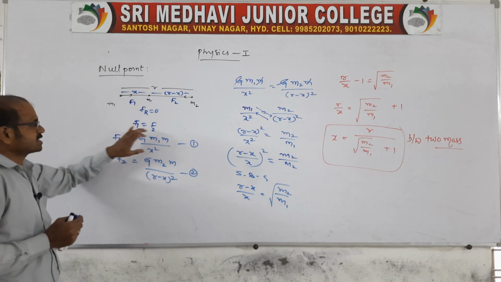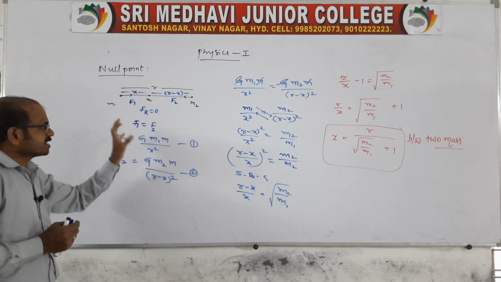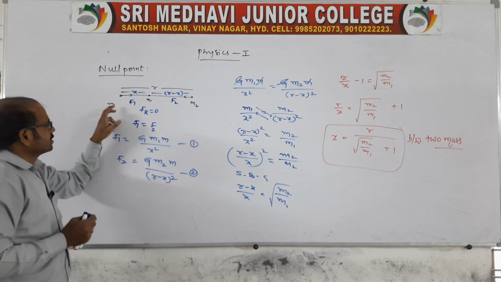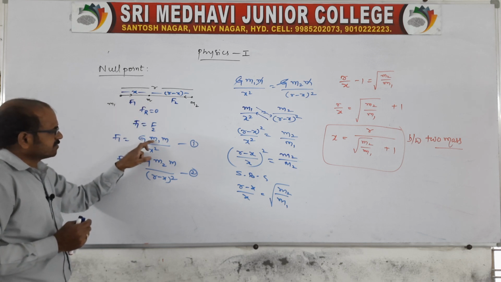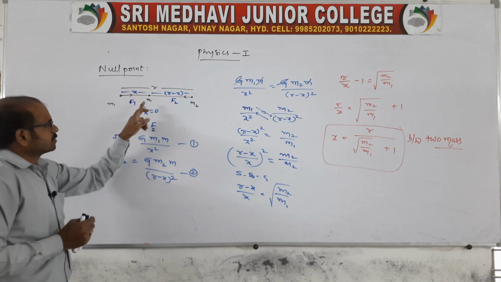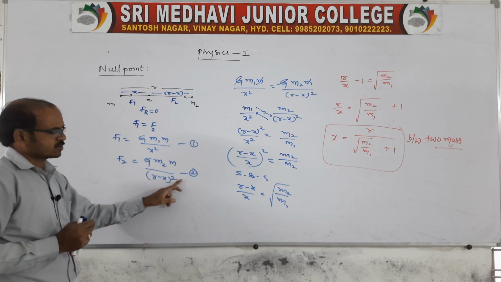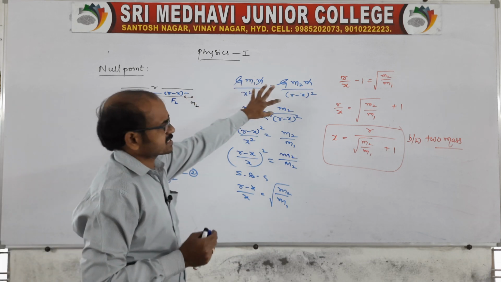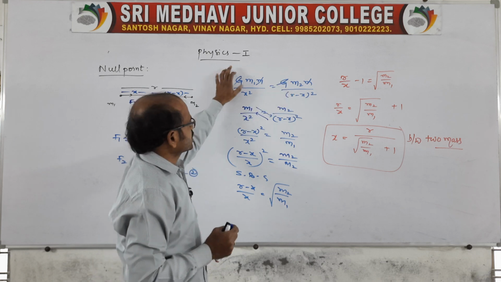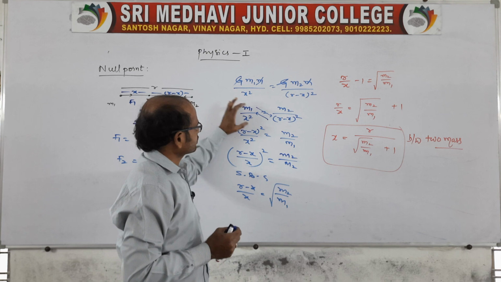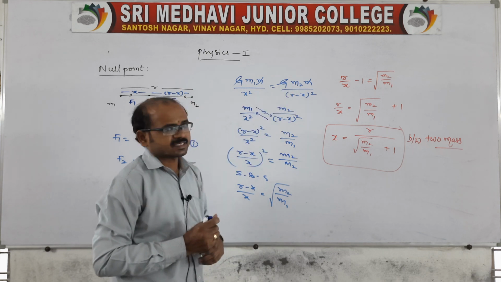So F1 is equal to F2, and you write the F1 value as well as the F2 value individually. F1 between m1 and m is capital G m1 m by x square, and between m and m2, F2 is equal to capital G m2 m by r minus x whole square. Now you equate these and cancel the similar terms. m1 by x square is equal to m2 by r minus x whole square.